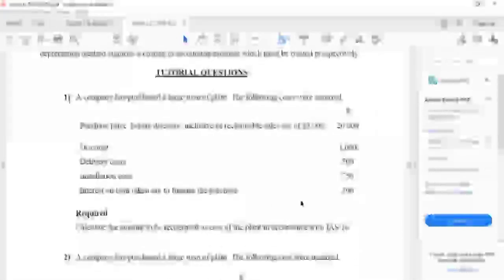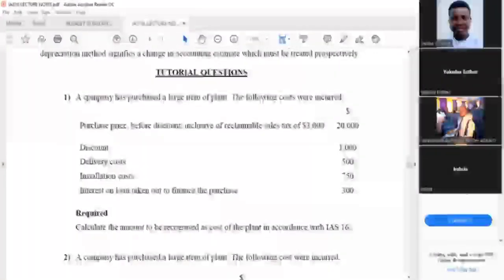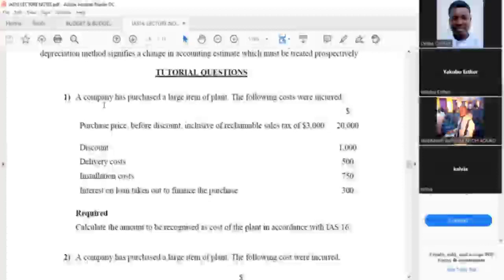Before we do that, let's look at how we calculate the initial cost of the asset. Let's look at this first example. Tutorial question one. A company has purchased a large item of land. The following costs were incurred. Purchase price before discount, inclusive of reclaimable sales tax of 3,000. Discount of 1,000. Delivery cost of 500. Installation cost of 750. And the interest on loan taken out to finance the purchase. So what are those costs that will be capitalized and what are those that will not be capitalized?